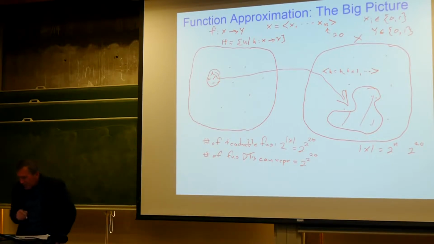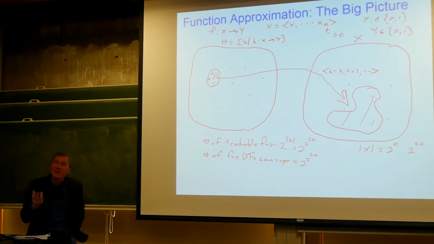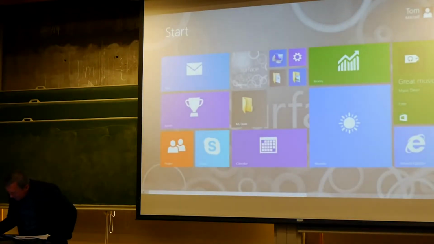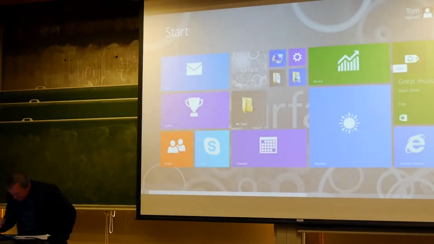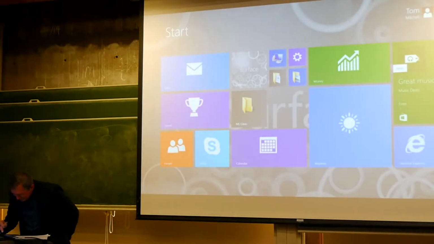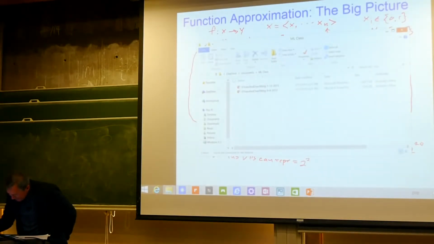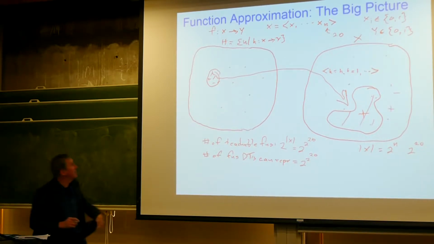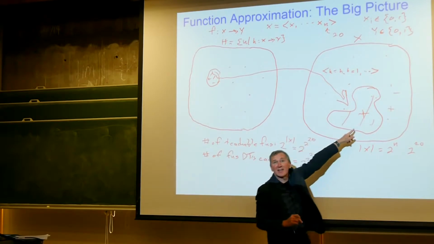Okay, so now back to supervised learning. In supervised learning, what happens? Well, the trainer says, here's a positive example. The trainer says, here's a negative example. The trainer says, here's another positive example. Oops, that means this decision tree is not really correct, right?